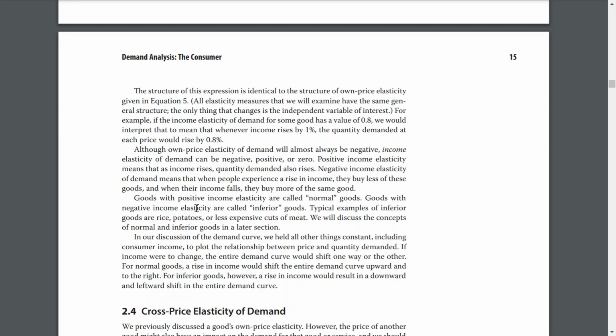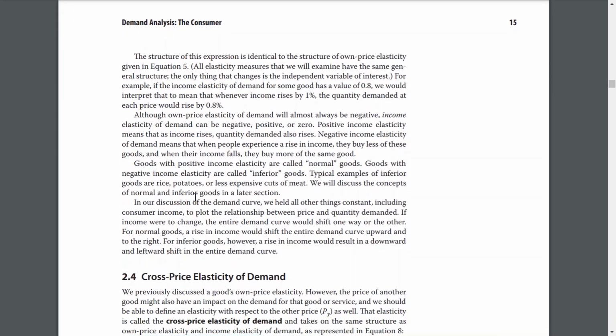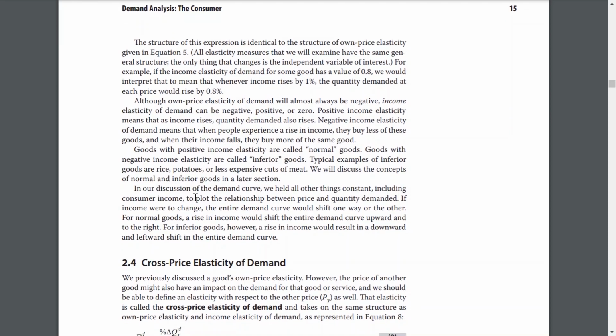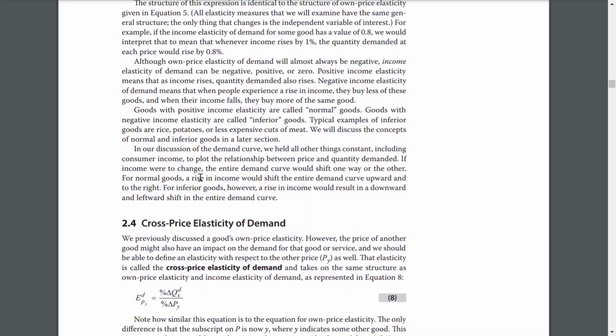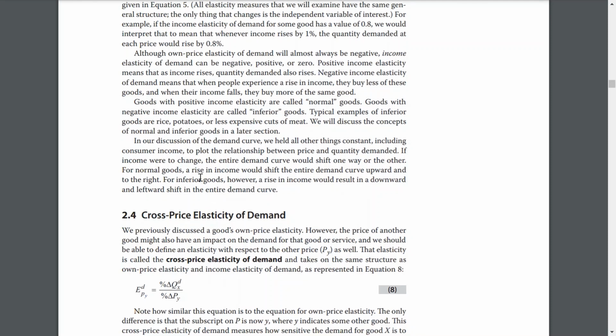Goods with positive income elasticity are called normal goods. Goods with negative income elasticities are called inferior goods. Typical examples of inferior goods are rice, potatoes, or less expensive cuts of meat. We will discuss the concept of normal and inferior goods in a later section.